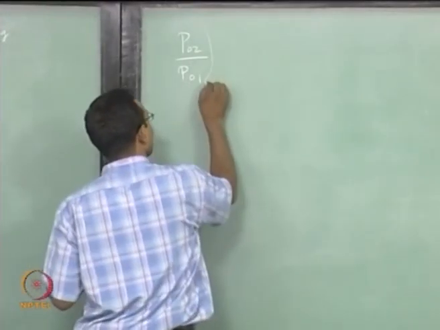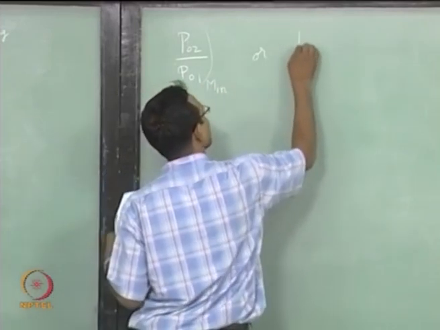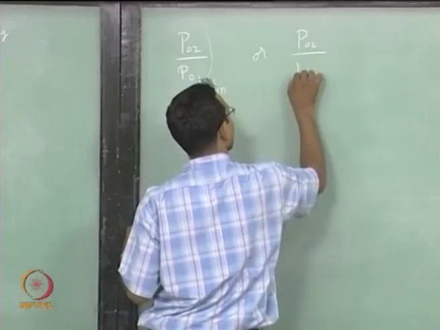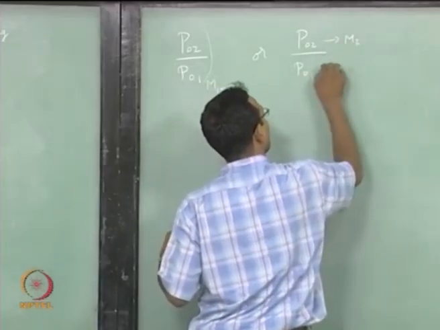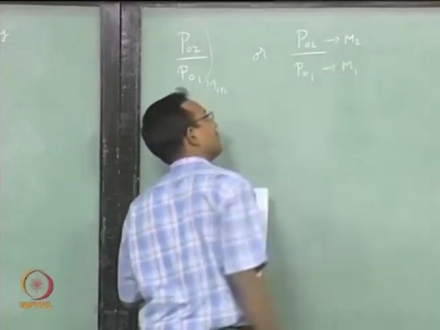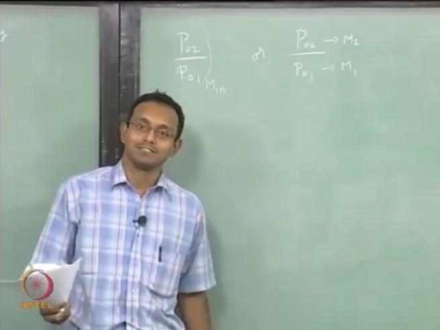Which way should I find it? Should I find it from M1 normal, or should I find it from this from M2 and this from M1? Which way should I find it? That is the question we want to ask.